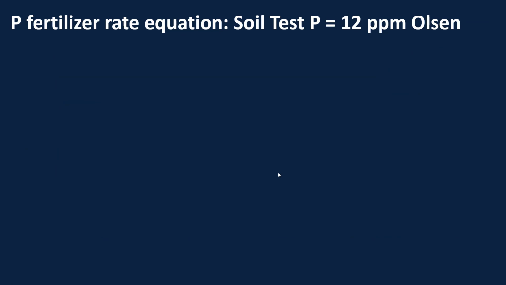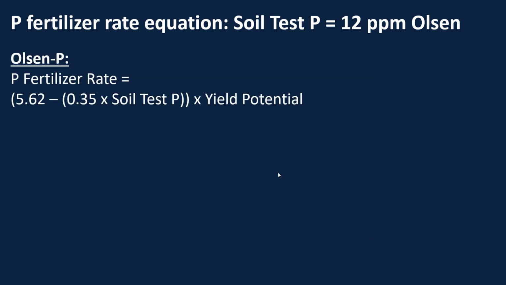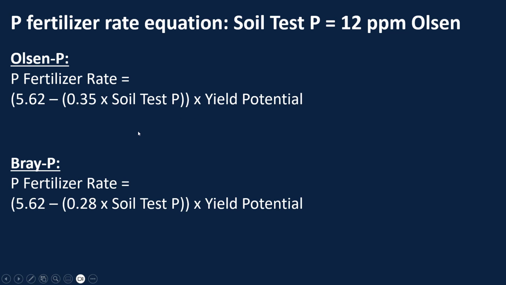So if we look at this, the soil test is also really important as far as what we use. Here is the equation for the Olsen phosphorus test. You want a P fertilizer rate. We use this equation right here to come up with it. And our Bray 1 is this equation. You can see they're pretty similar. However, these two numbers do differ.